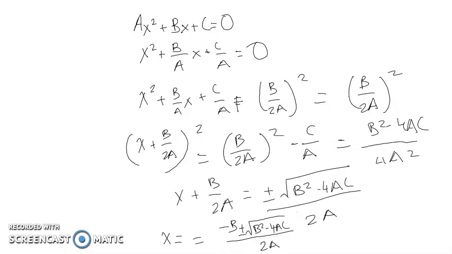Okay, now I will show you how to apply this. The technique I just showed you is called completing the square. You can use this on any quadratic, but it's usually not as easy or universally applicable as the quadratic formula. So an example would be x squared plus 5x minus 8.